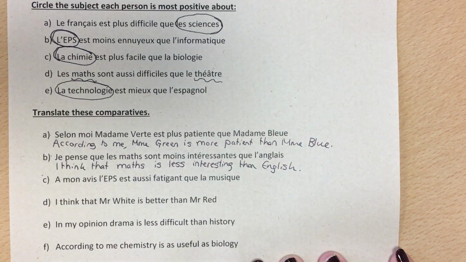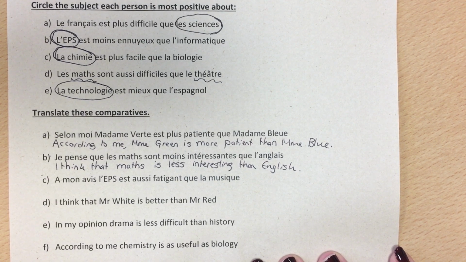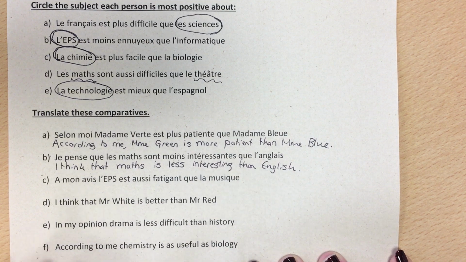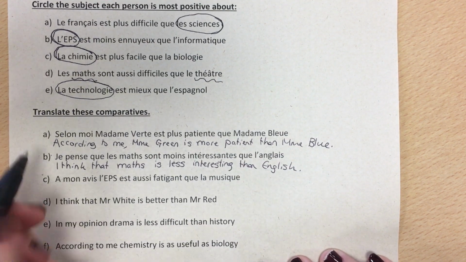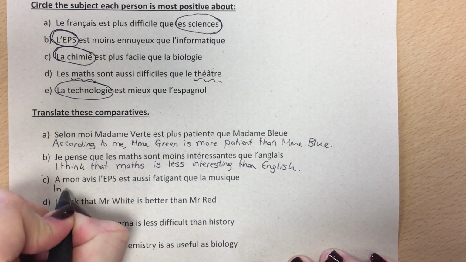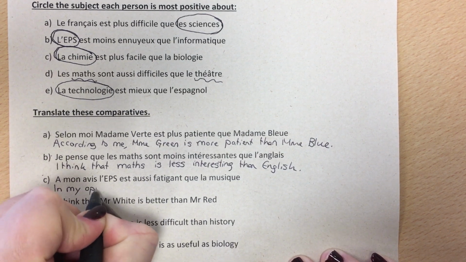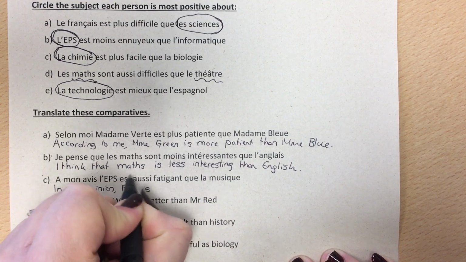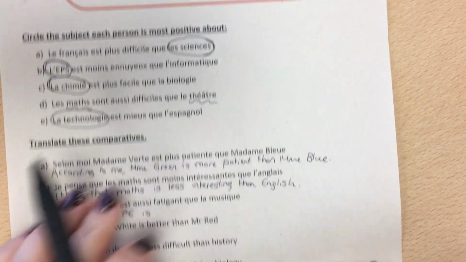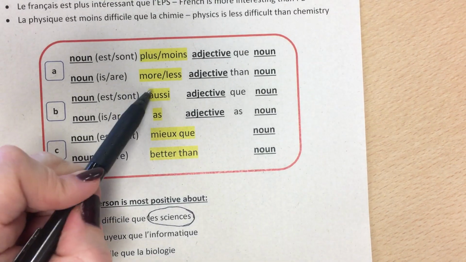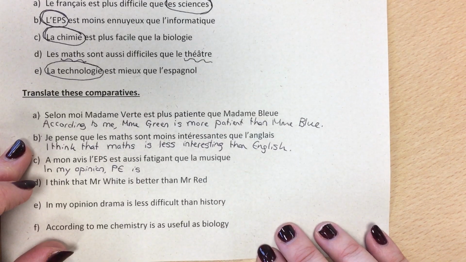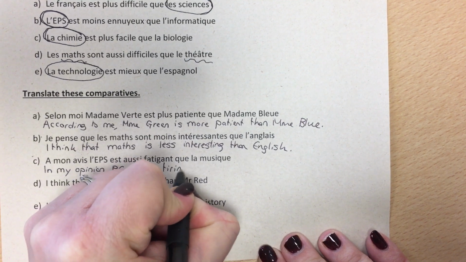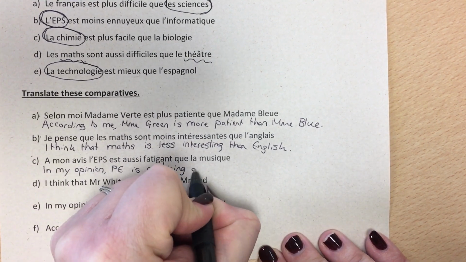Hopefully you're getting the hang of these. Remember, you can use the table at the top to help you. Pause the video here and try and go through the remaining examples before you come back and check against my answers. À mon avis, in my opinion, PE is, we're going to check here this aussi. We checked it in our grid. Aussi meaning as. So PE is as tiring, tiring being our adjective, as music.